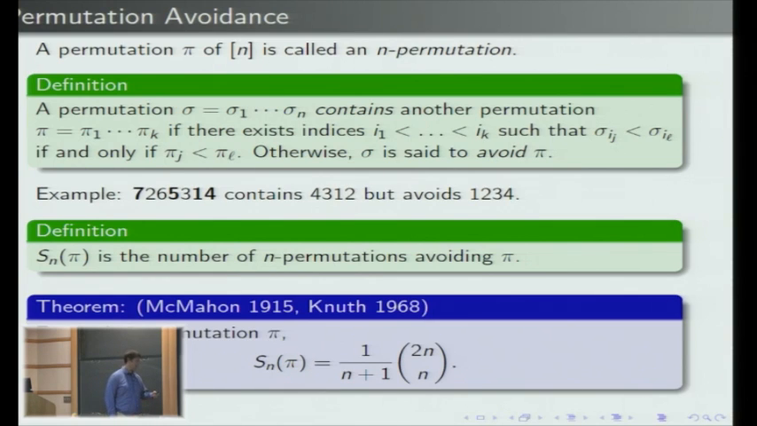There are classical results in this area of MacMahon from almost 100 years ago and Knuth, which imply that for any permutation on 3 letters, Sn(pi) is the nth Catalan number. So in particular, this is very roughly about 4 to the n, so it's roughly like an exponential function. And note here that it doesn't matter what the pi is, only the size of pi in this example. It only depends on the fact that it's a permutation on 3 letters. In general, it will depend on the permutation pi.